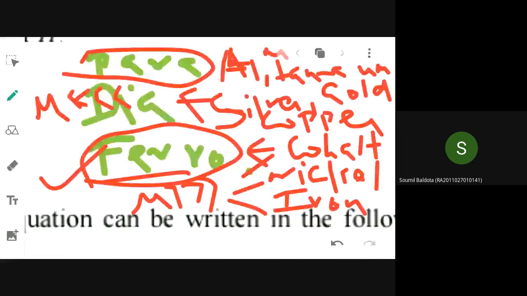Nickel, cobalt, iron. When you place these materials in a magnetic field, they get strongly magnetized and permeability will be very high.